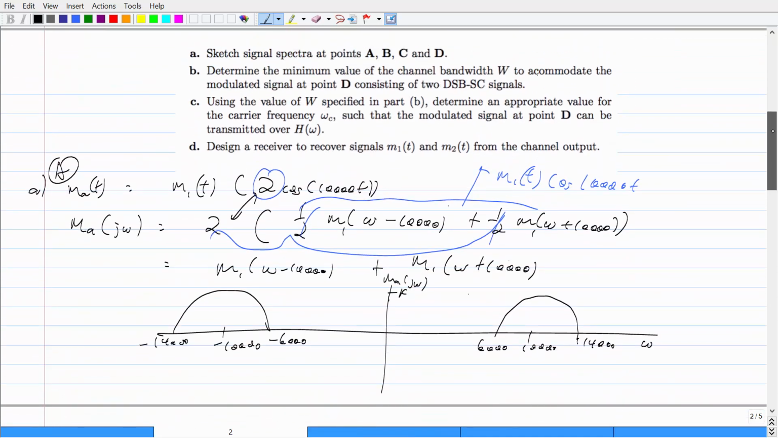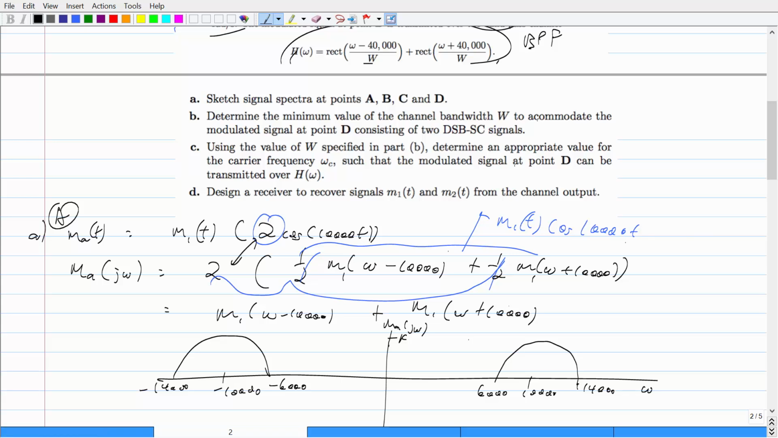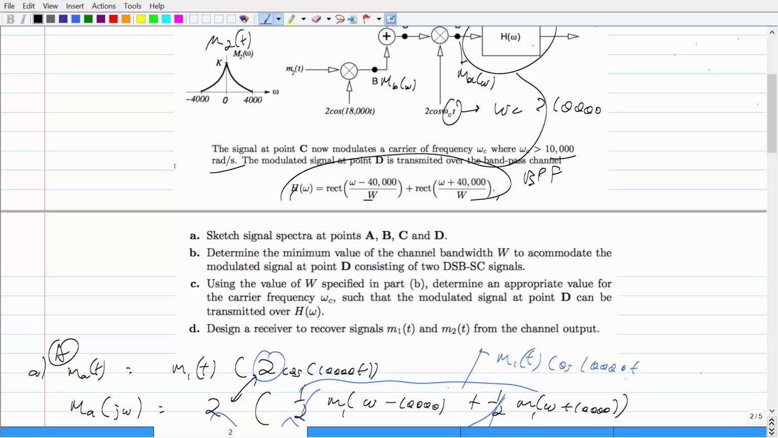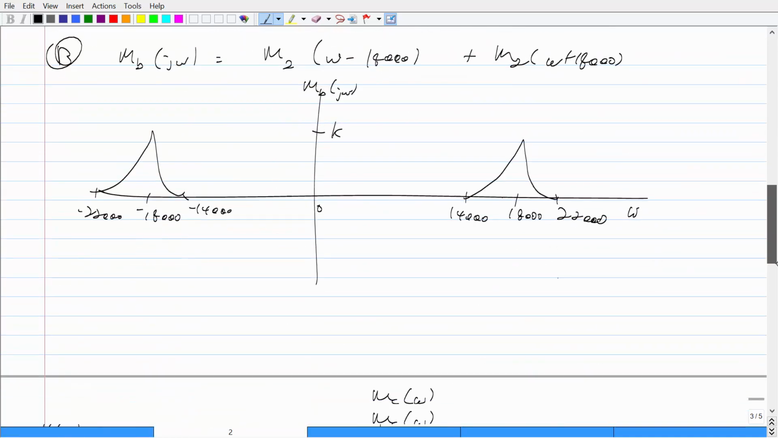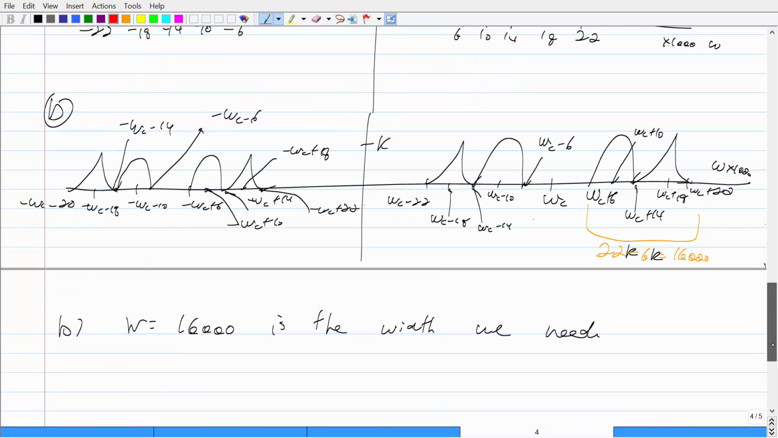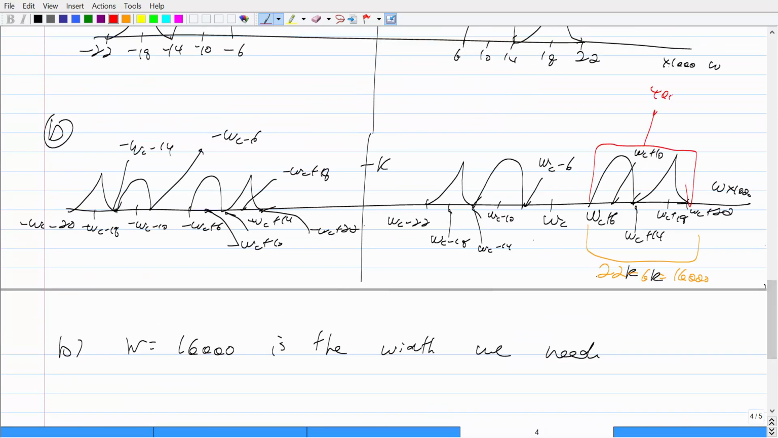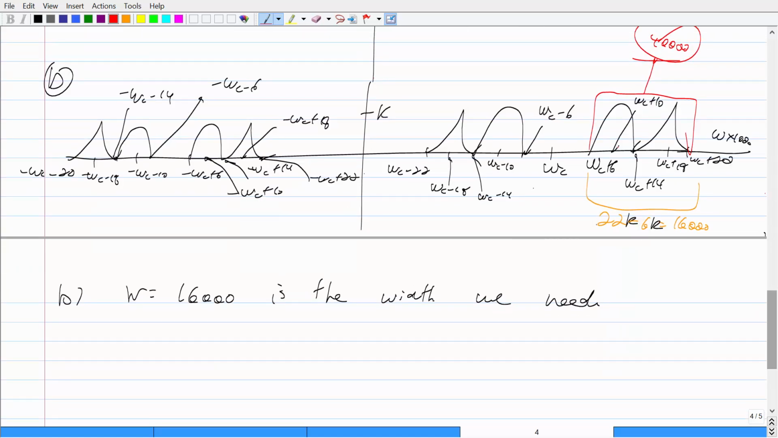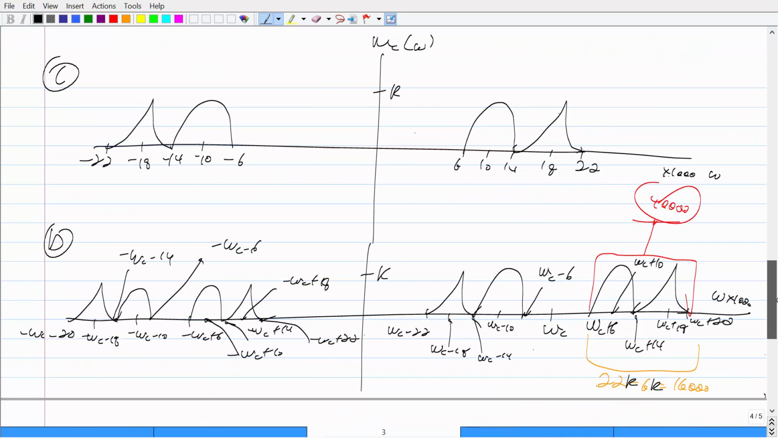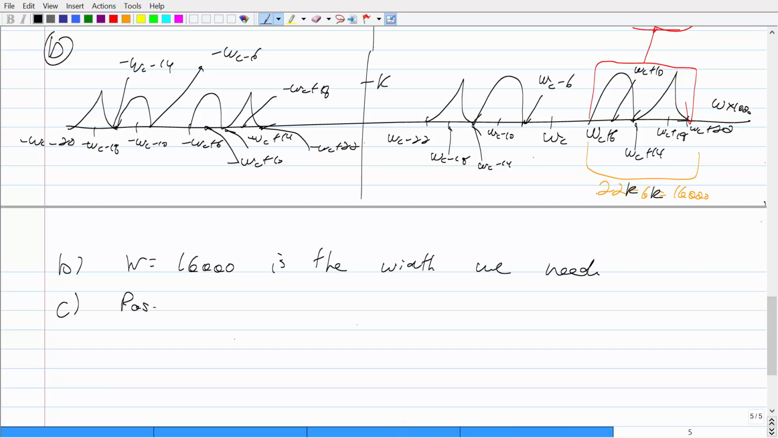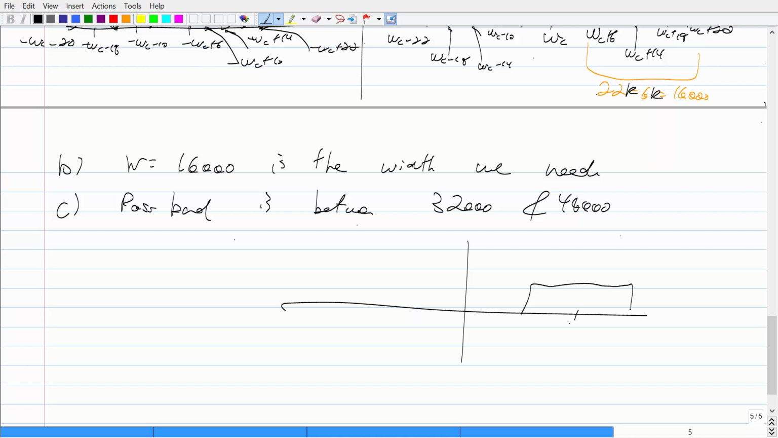Very simple. Okay. The next question: using the value of W specified in part B, determine an appropriate value for the carrier frequency so that at point D you can transmit it over. What this is saying here is that this bandpass filter is centered at 40,000. Okay, that's very important. So you have to have a bandpass filter here where the center is 40,000. For the center to be 40,000, I have to figure out what the limits are. Remember that the bandwidth is 16,000. So the pass band is between 32,000 and 48,000, right? Because you want your bandpass filter such that the center is at 40, but then it's between 32 and 48 because the width is 16,000.